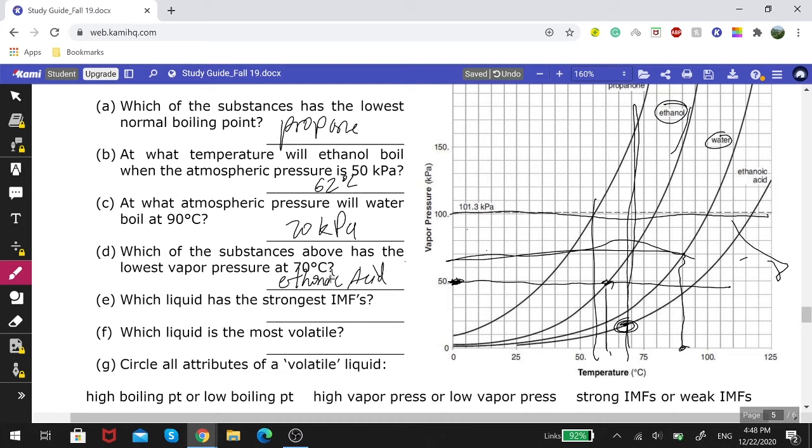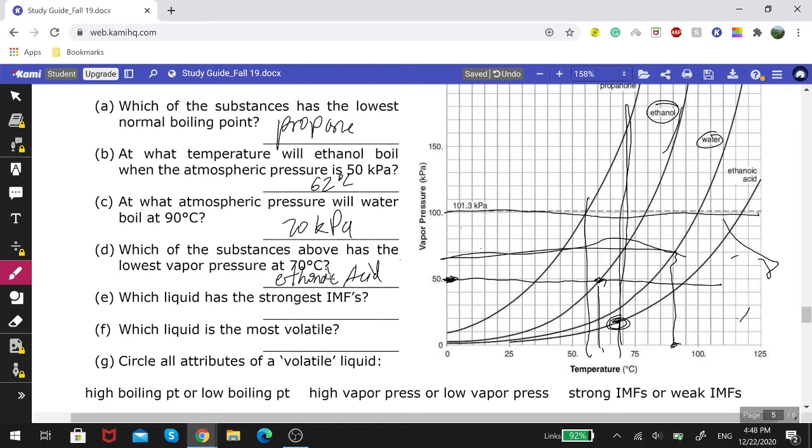Which of the following has the strongest IMF? So the stronger the IMF, the higher the boiling point. So as you can see, this one has the highest boiling point. So the same as above. Ethanoic acid.